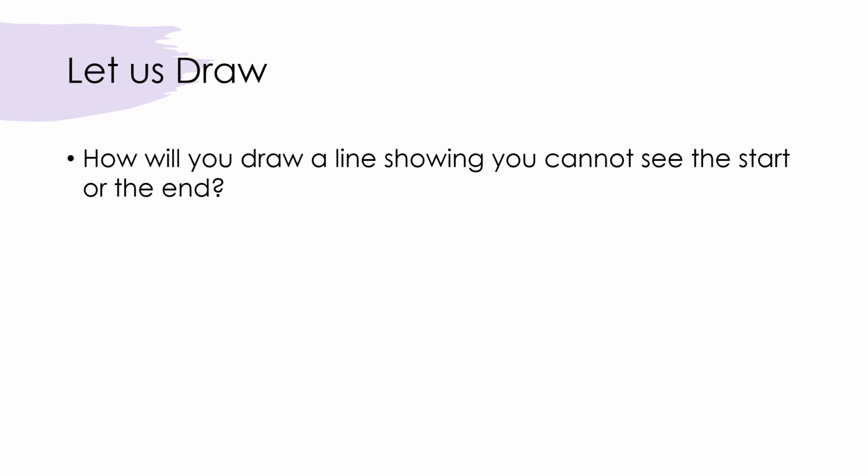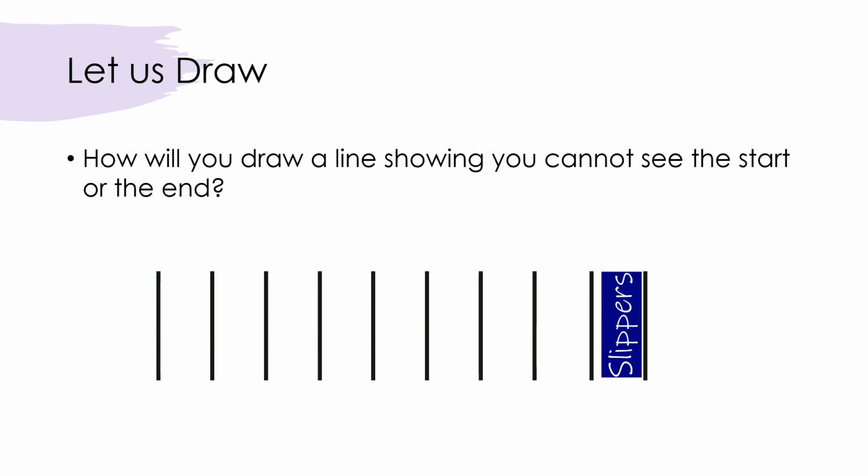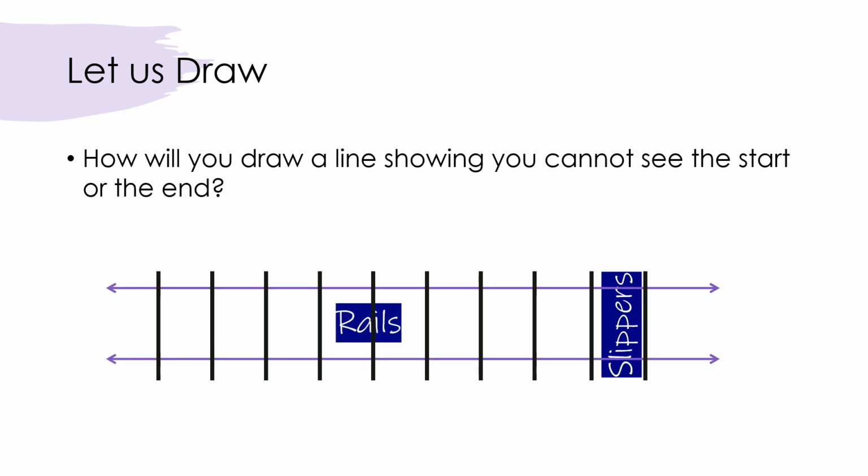Let us look at the rail track example again. This is how the slippers look. We can see the start of the line and we can see the end of the lines. What about the rails? This is how we draw them. Can you see the arrows at the end? This tells us that the lines go on forever.